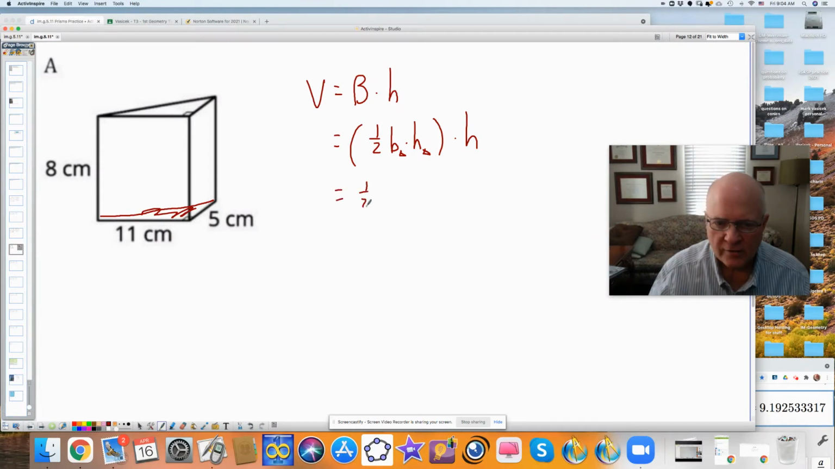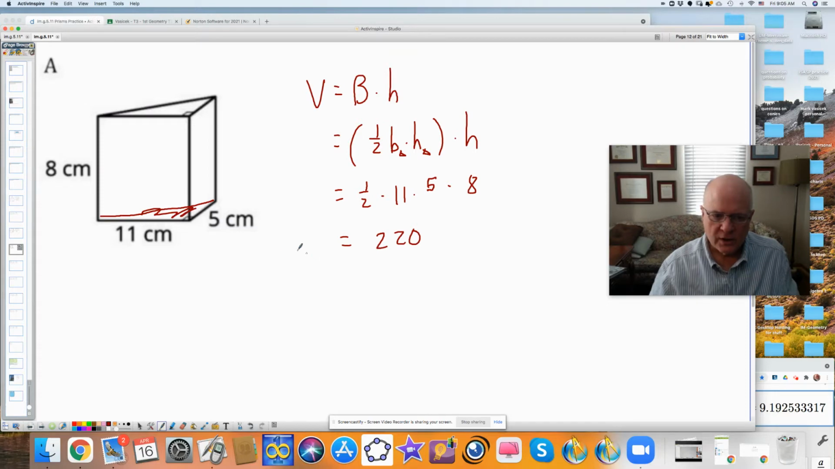So I have 1/2 times 11 times 5 times 8. And 1/2 of 8 is 4. 4 times 5 is 20. This would be 220. That's my answer. And that'll be centimeters cubed.